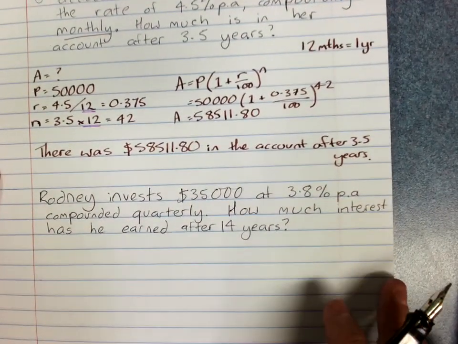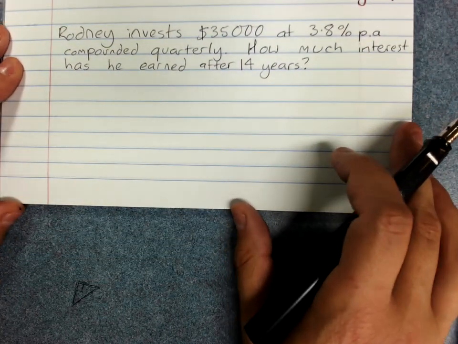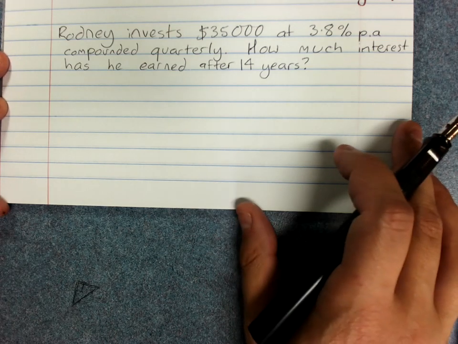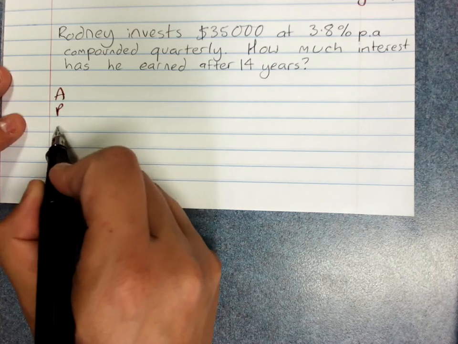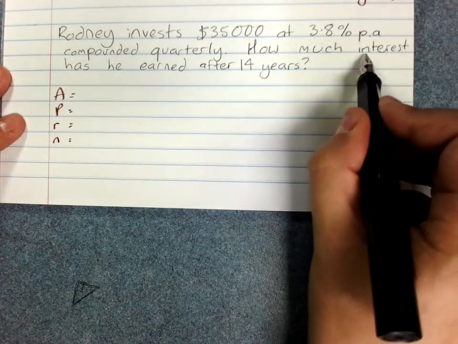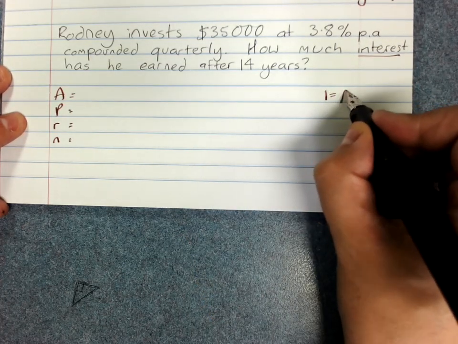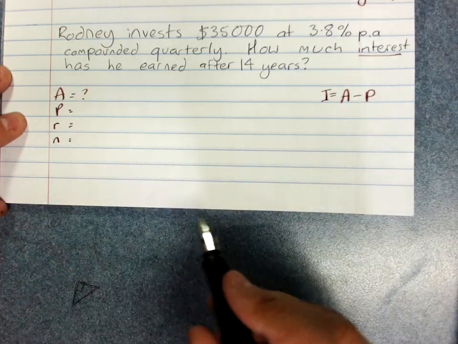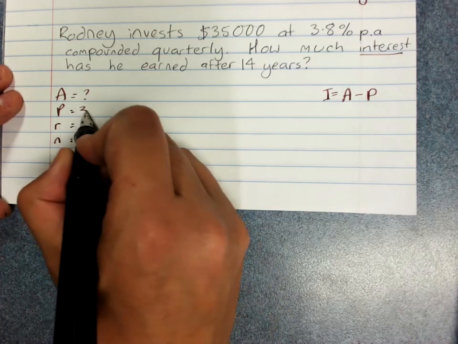So just a second question. Rodney invests $35,000 at 3.8% per annum compounded quarterly. How much interest has he earned after 14 years? We always set it up APRN. Now they're asking how much interest. So you remember that interest is the amount minus the principal. So we'll have to find the amount and then subtract the principal. The principal was $35,000.